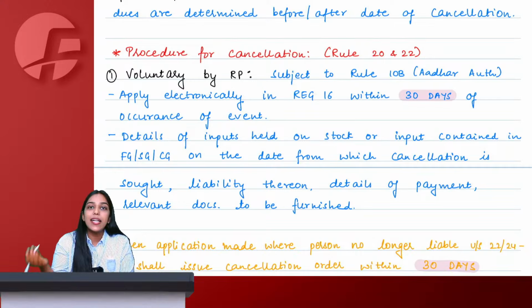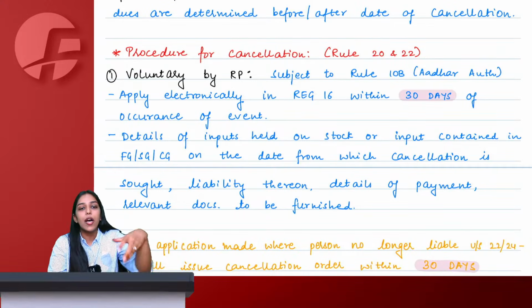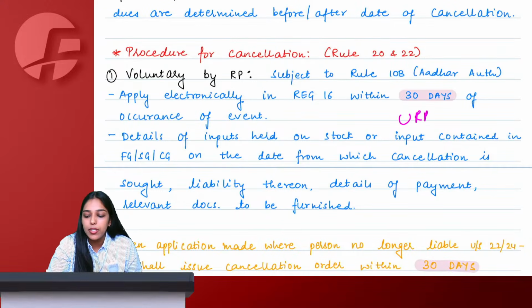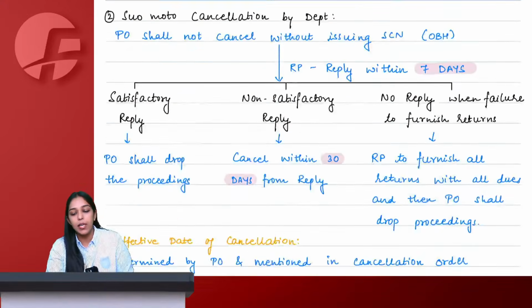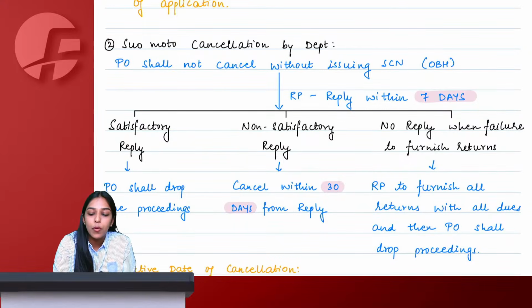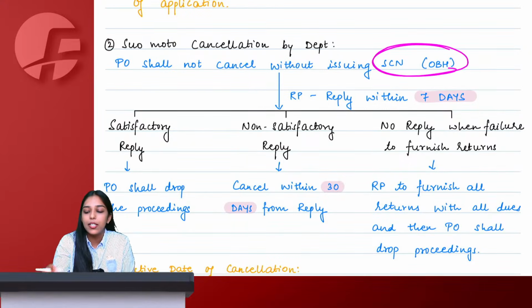And if you are cancelling, then all the ITCs have to be reversed, of course, because an unregistered person cannot have any ITC under GST. So it is all very simple. If the department initiates cancellation suo motu, they will give you a show cause notice, then you reply, and after your reply it will be decided whether you will be cancelled or not.